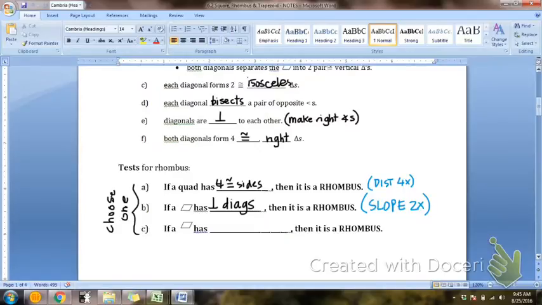And lastly, if I prove that the diagonals bisect a pair of opposite angles, my pen is running out. Opposite angles. That's terrible handwriting. If a quadrilateral has diagonals that bisect a pair of opposite angles, that's what that says there, then it is a rhombus.